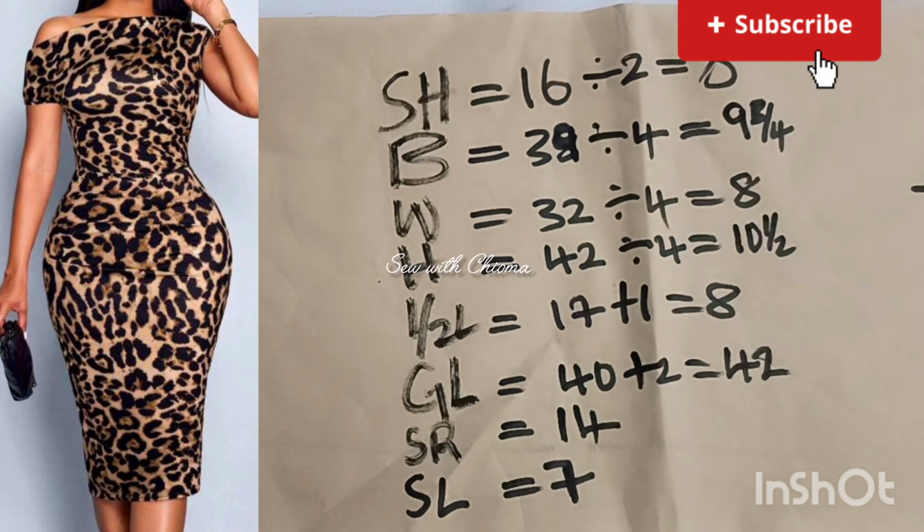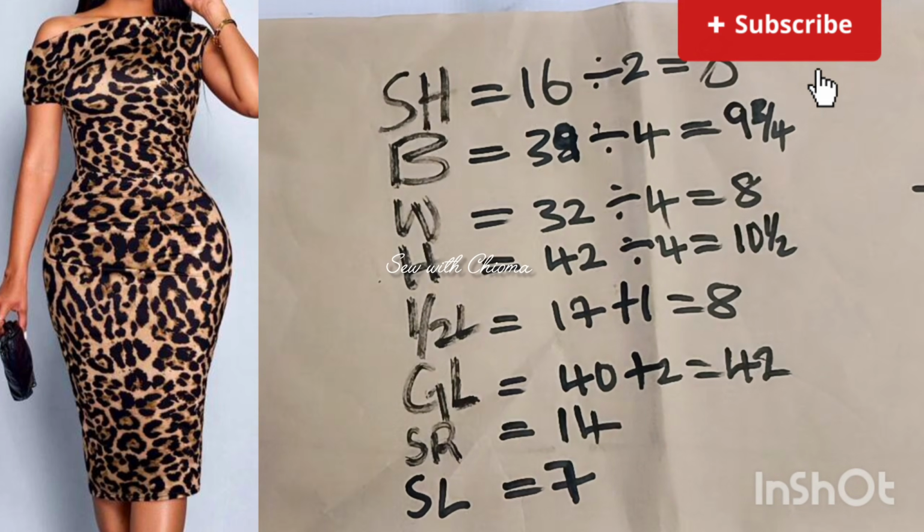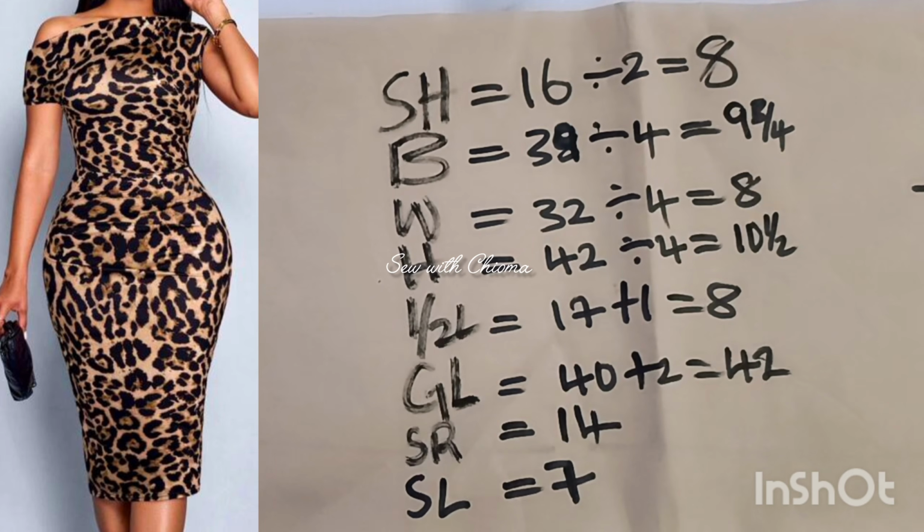And for our calculation, this is what I'm working with. She is bust 39, waist 32, hip 42, half length 17, gown length is 40 plus 2 inches for the hemming. The RS, which is my sleeve roundness, is 14, and the sleeve length, I'm talking about the crop off shoulder part, the part that has sleeve, is 7.